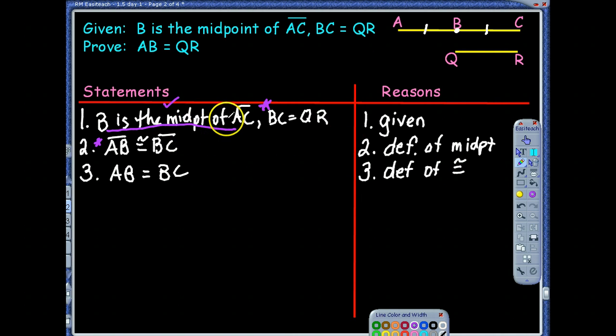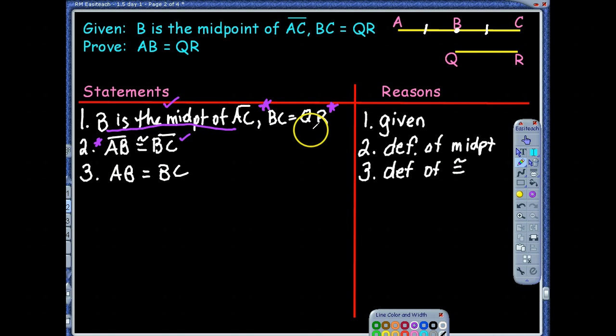So let me backtrack. We knew B is the midpoint of AC, which allowed us to say segment AB is congruent to segment BC. So if we knew that, we know that. So check that off, right? Once we knew this, we can say equality. So we've dealt with these two things, but I'm going to go back here. We still haven't really used this.